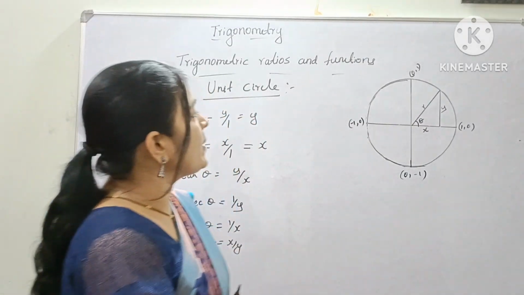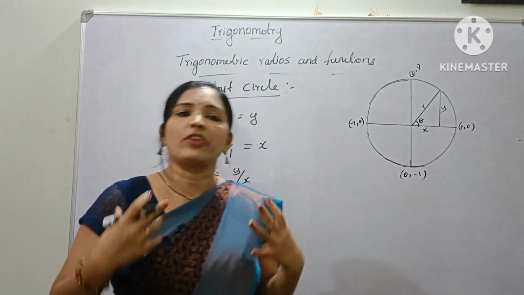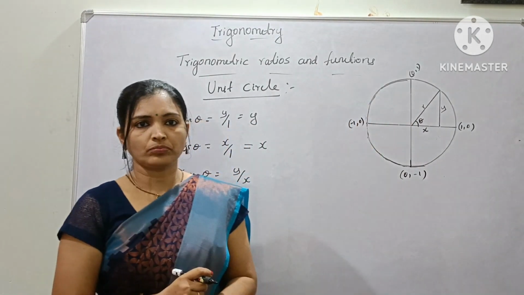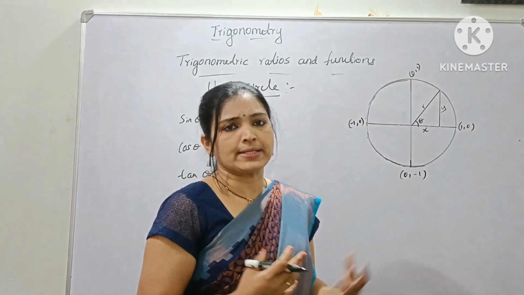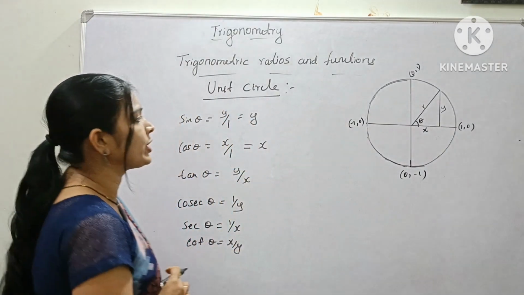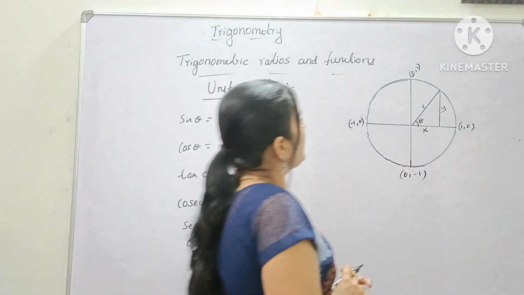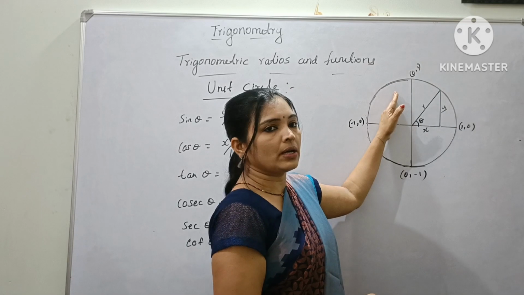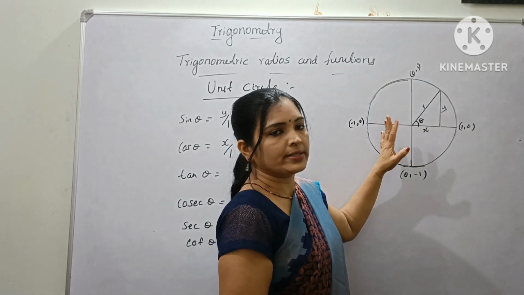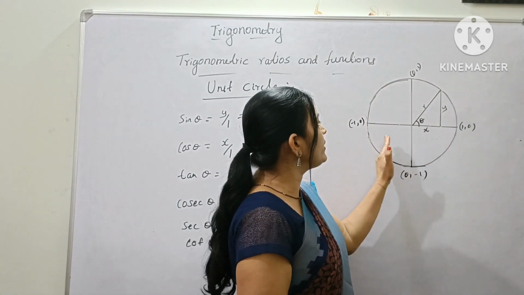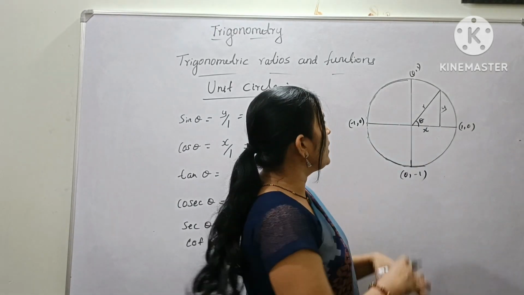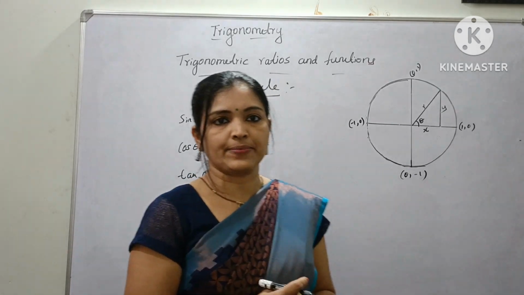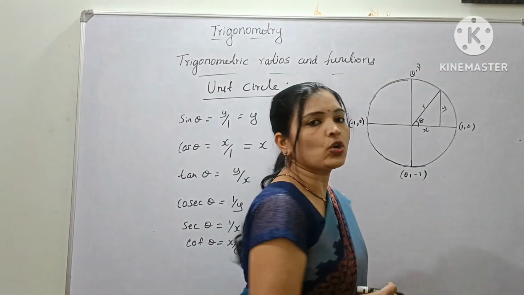And one more thing, see, 6 trigonometric functions have different signs in different quadrants of the circle. Now let us find the signs of the 6 trigonometric ratios. This circle has 4 quadrants: first quadrant, second quadrant, third quadrant, fourth quadrant. In different quadrants, these functions have different signs. First let us see the first quadrant.